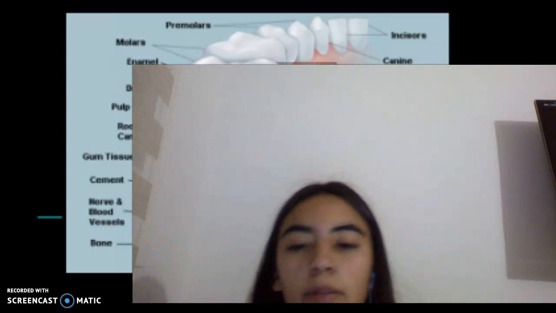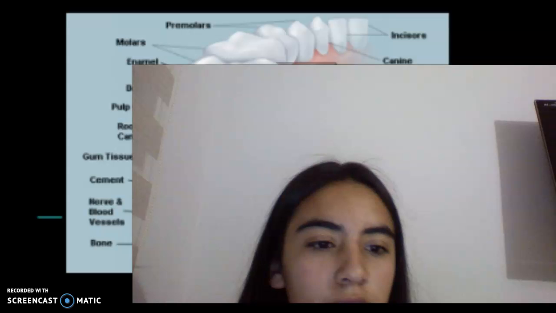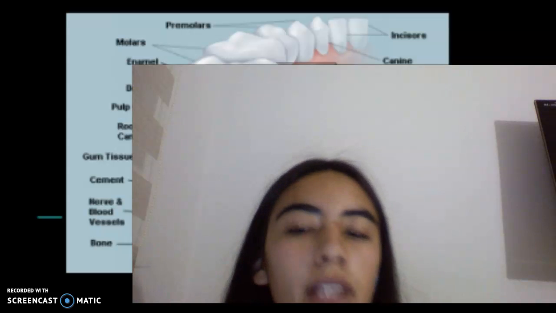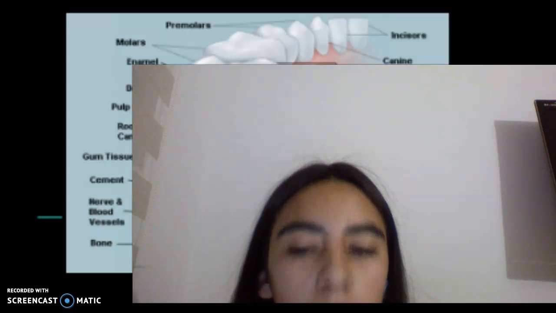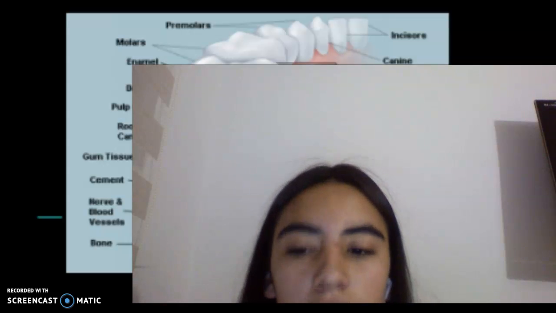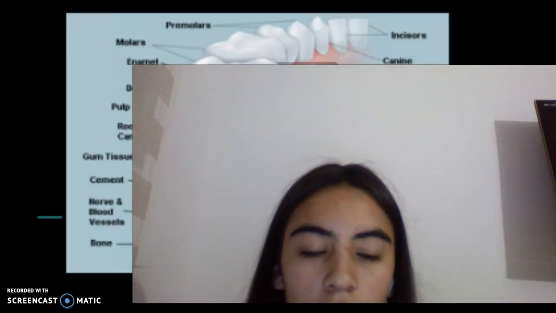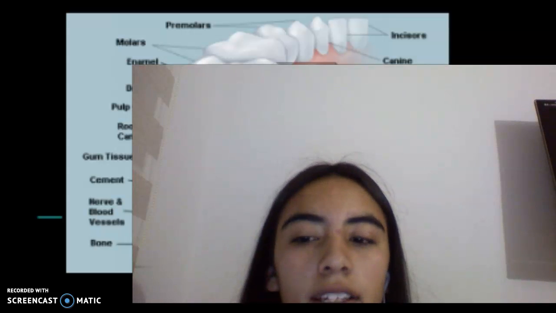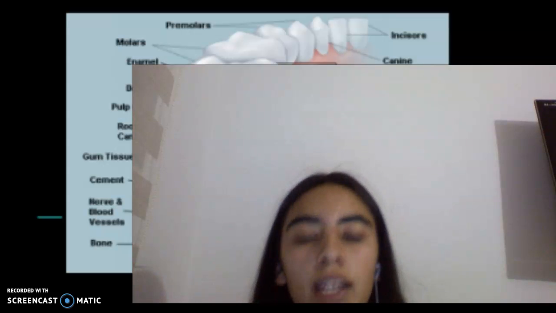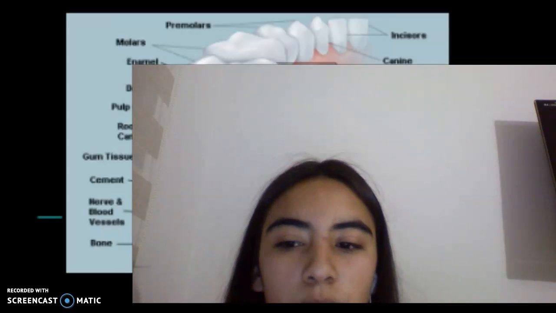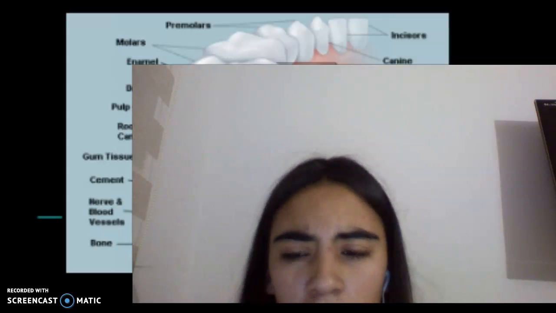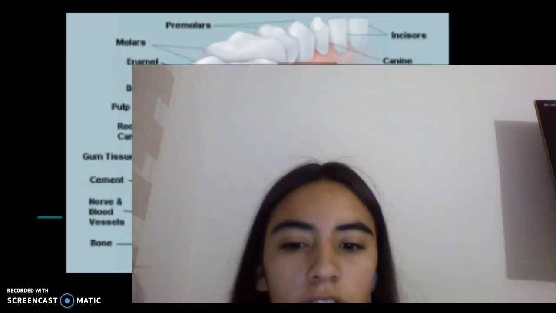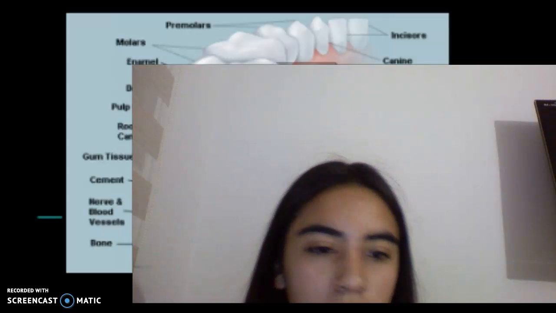Also, we have the enamel, which is the outer layer of the tooth. Enamel is the hardest and most mineralized tissue in the body. And then we have the dentin. The dentin is the layer of the tooth that is under the enamel. And also we have the pulp, which is the soft tissue found in the center of all the teeth, and it usually hurts.